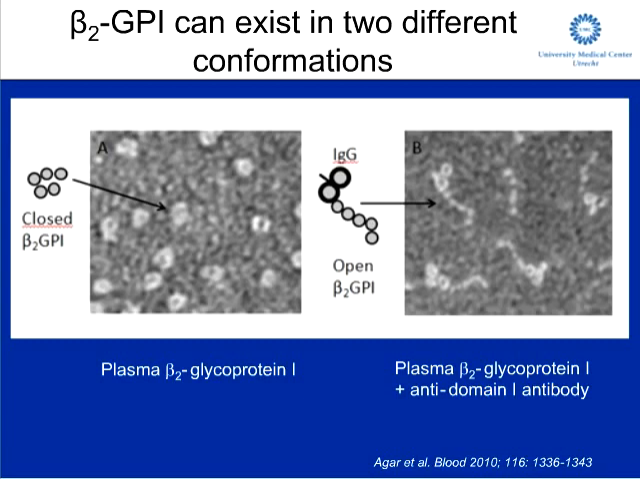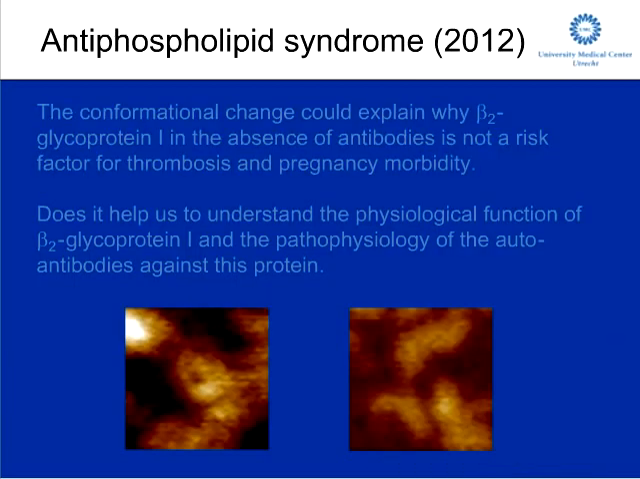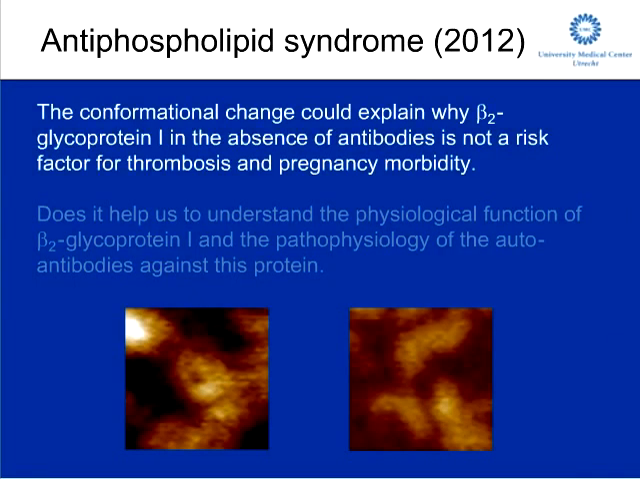And this is a monoclonal antibody. The conformational change could explain why beta-2-glycoprotein 1, in the absence of antibody, is not a risk factor for thrombotic complications and pregnancy morbidity, if you consider that the opening up of beta-2-glycoprotein 1 is important for the thrombotic complications. And here you see again, this is atomic force microscopy. Here you see the circle, and here you see the open conformation.